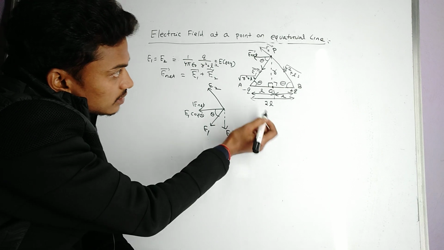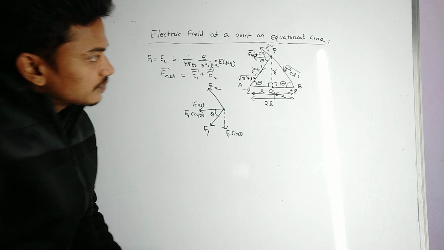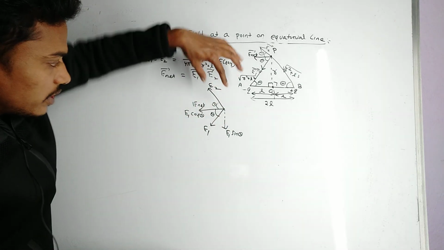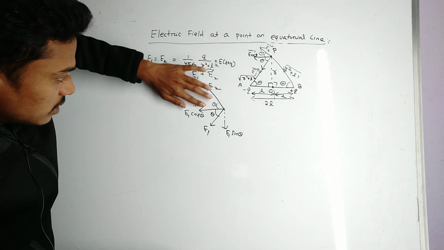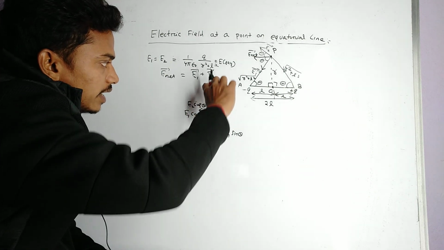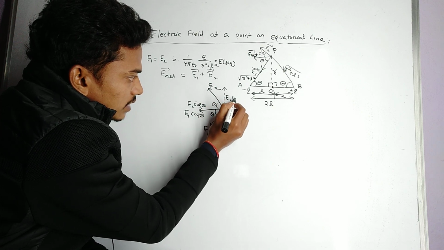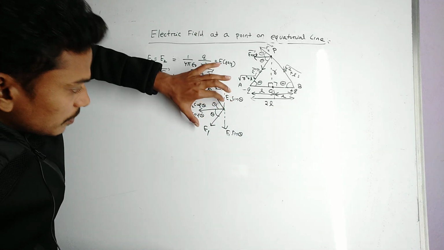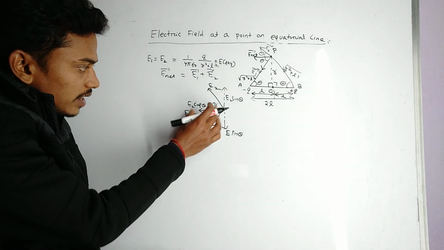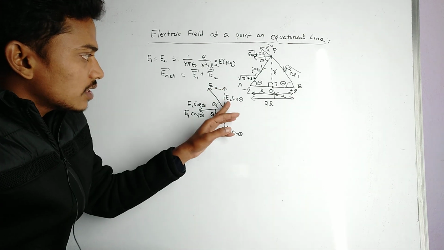Similarly, you see here this angle is theta. So this is E2 and this angle is theta. So the component of E2 along this is E2 cos theta, and its other component will be E2 sin theta. You see here, E1's components are E1 cos theta and E1 sin theta, and E2's components are E2 cos theta and E2 sin theta.